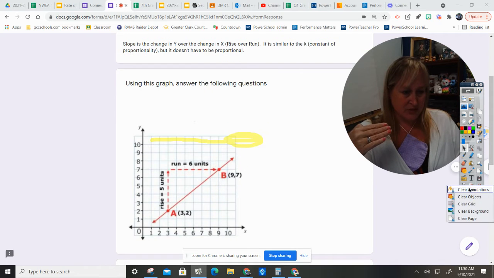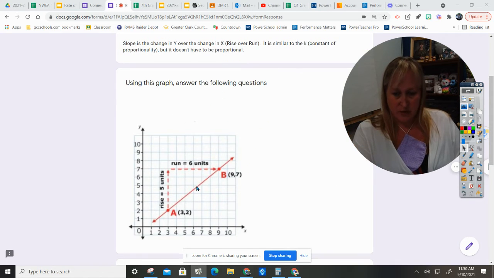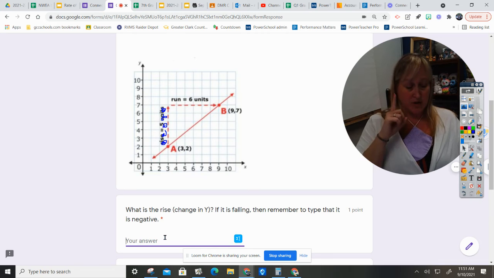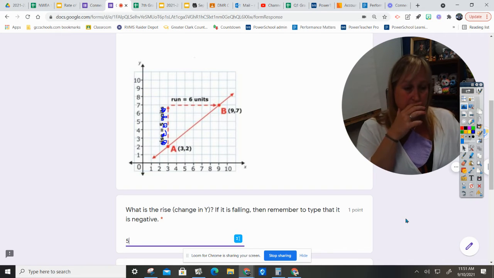So we're going to use this graph, answer the following questions. What is the rise, which is the change in y? If it is falling, then we remember to type it negative. Well, this one's good because it gives the answer. The rise is 5 units, but in case we need to remember, we're going to count all the squares. 1 square, 2 squares, 3 squares, 4 squares, 5 squares. So the computer is not lying to me. It is positive 5, so I type 5.